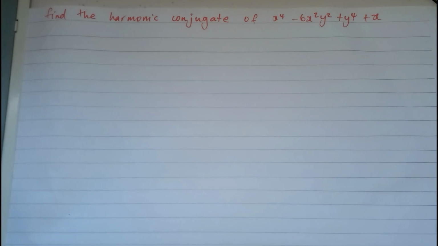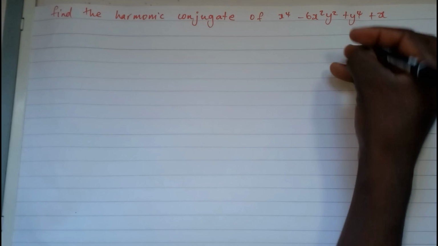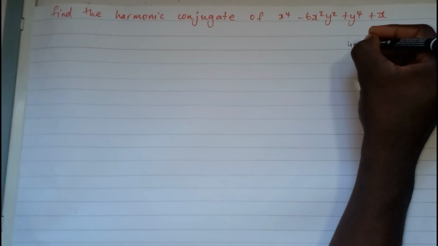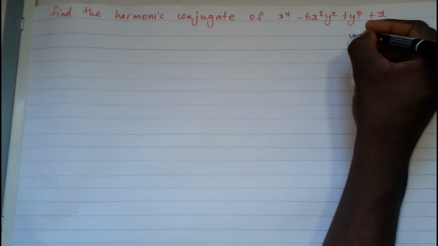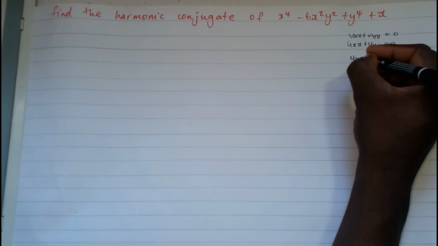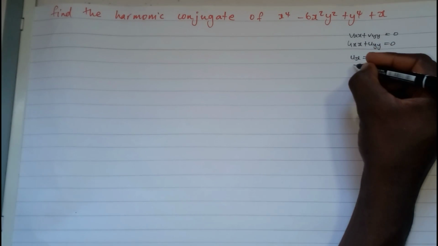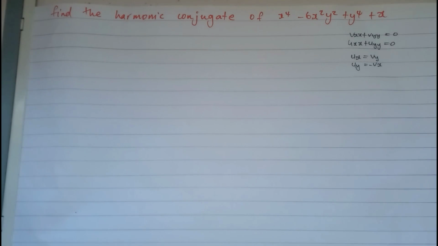Okay, so for this question, now I want to find the harmonic conjugate of this one. We're still using our Cauchy-Riemann equations, so I'm going to write them here. uxx plus uyy should give us 0, or vxx plus vyy, so we need 0. Then ux equals vy, and uy equals negative vx. Now we don't know if this is harmonic or not, if this is analytic or not.